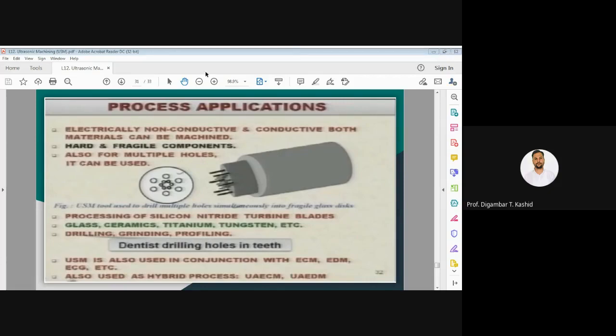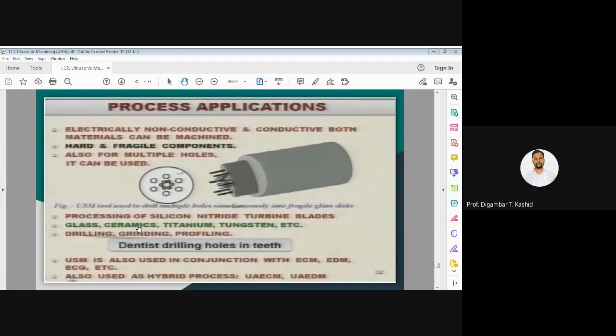Now here I have given one very common example of an application of ultrasonic machining. A dentist, while drilling a hole in the tooth of a patient, uses this particular process. I repeat once again: dentists drill holes in teeth using this process. So this is a very interesting application of ultrasonic machining.